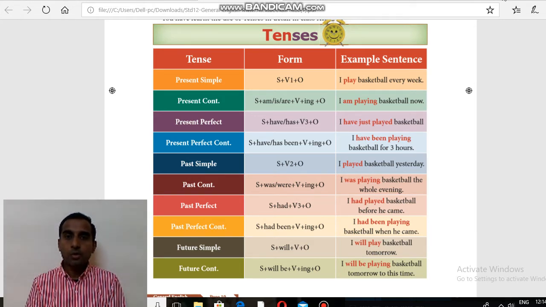So, what are the 24 auxiliary verbs? Am, is, was, are, were, have, has, had, do, did, does, will, would, shall, should, can, could, may, might, must, need to, ought to, dare to, used to. So, these are the 24 auxiliary verbs.